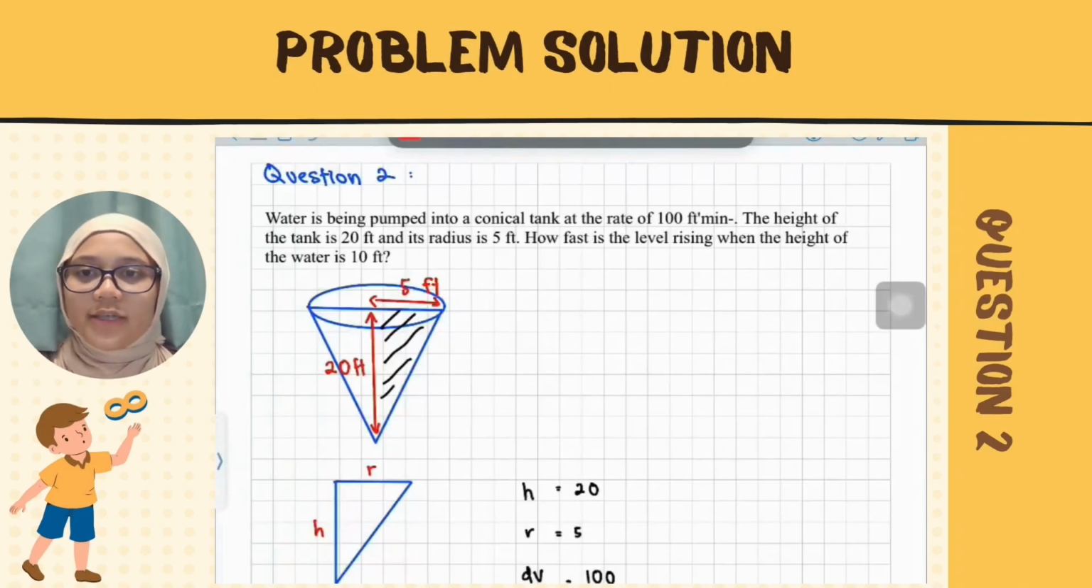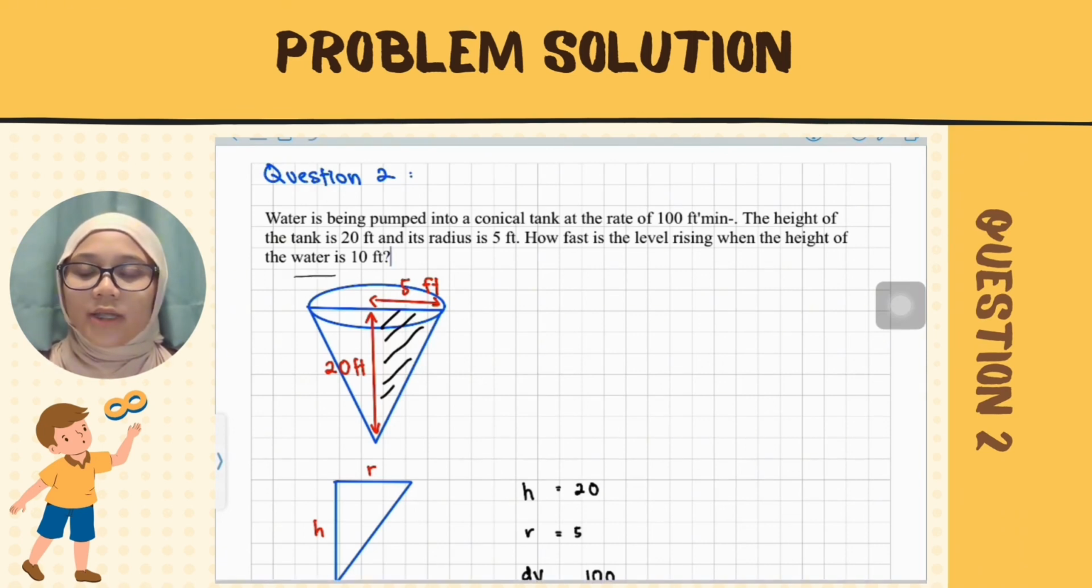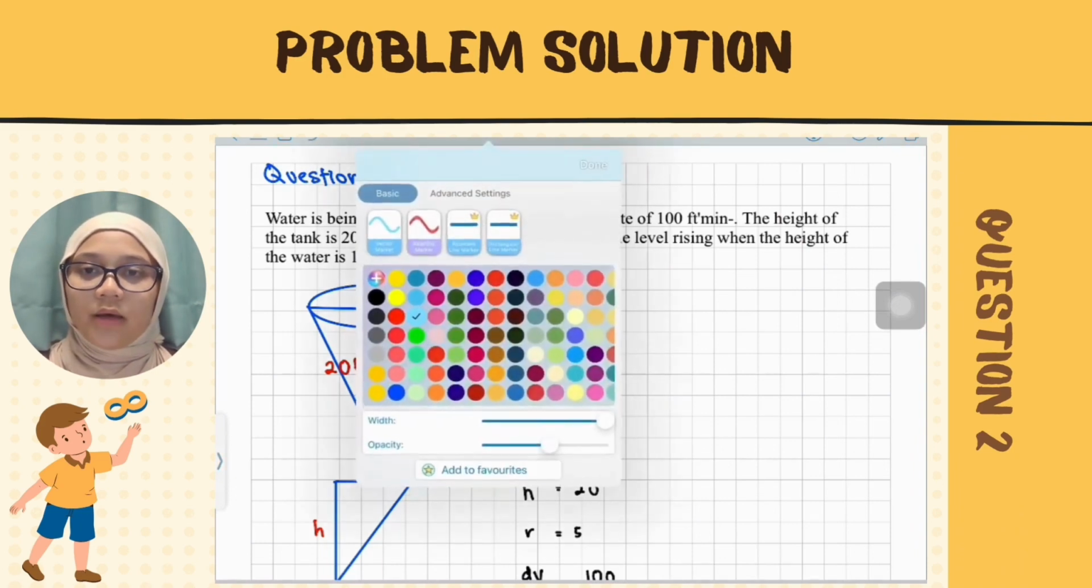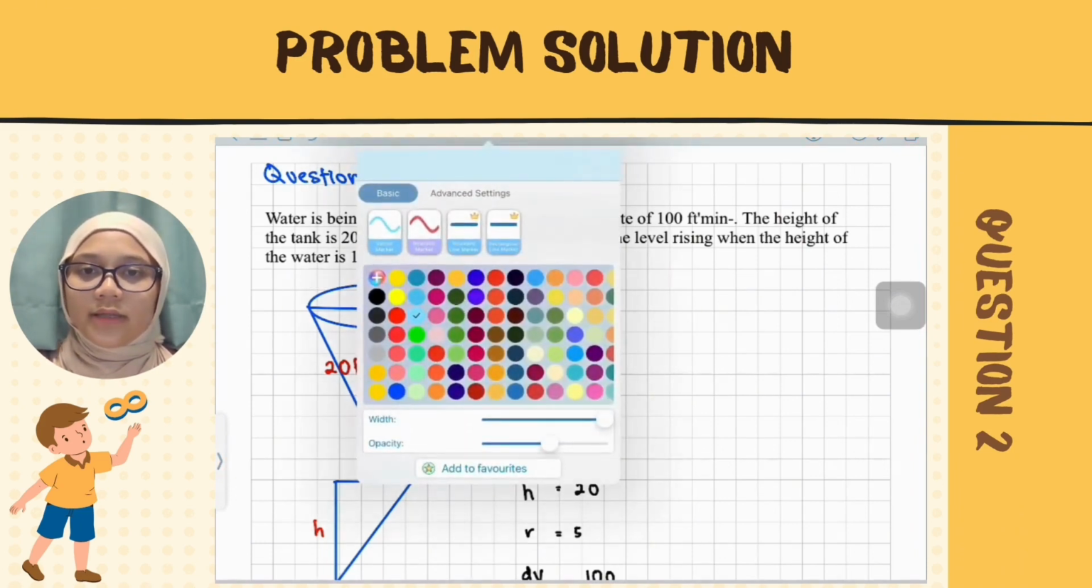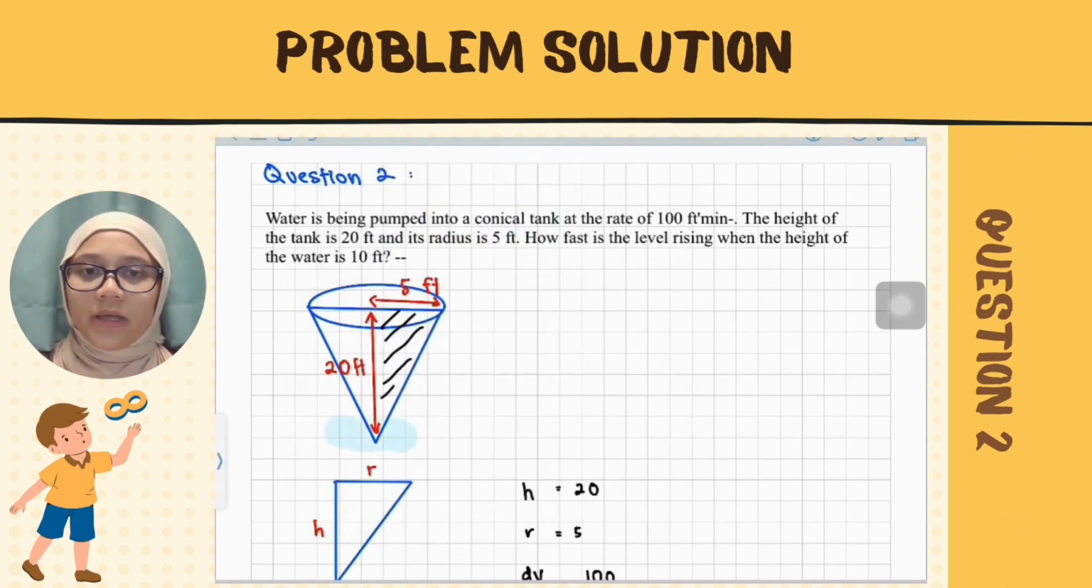Okay, so for question 2, how are we going to solve it? First thing, we are going to highlight the important things. So we are going to highlight the conical tank because we know that the water tank is in the conical shape, and then the water is being pumped into the conical tank at the rate of 100 cubic feet per minute, and the height of the tank is 20 feet and its radius is 5 feet.